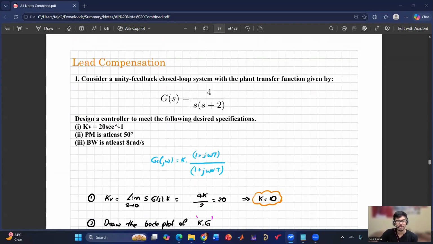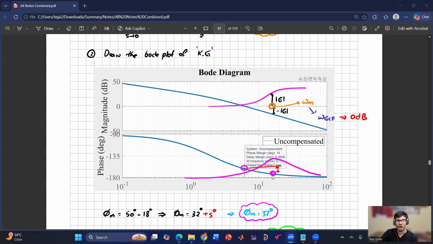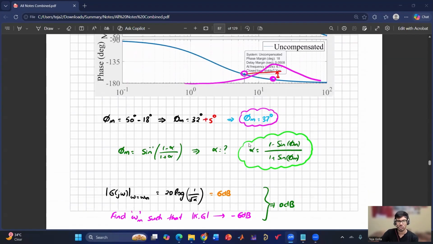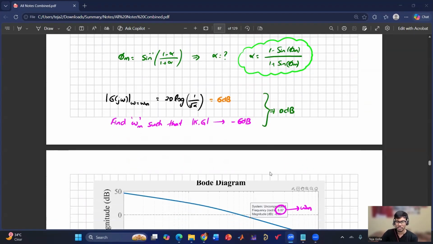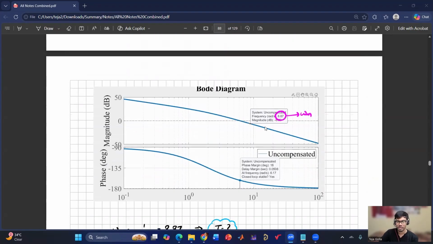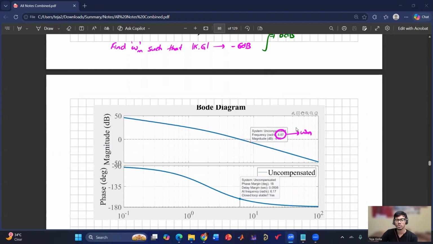In this question they have given certain criteria. Based on that we got the gain, and then we have to see how much phase boost we need, and at which frequency we need it. Based on that we'll calculate phi m, then alpha as well as omega m. There are step by step guidelines, and because it's an iterative process, I will consider something, and if it does not meet, then I will try to improve it.